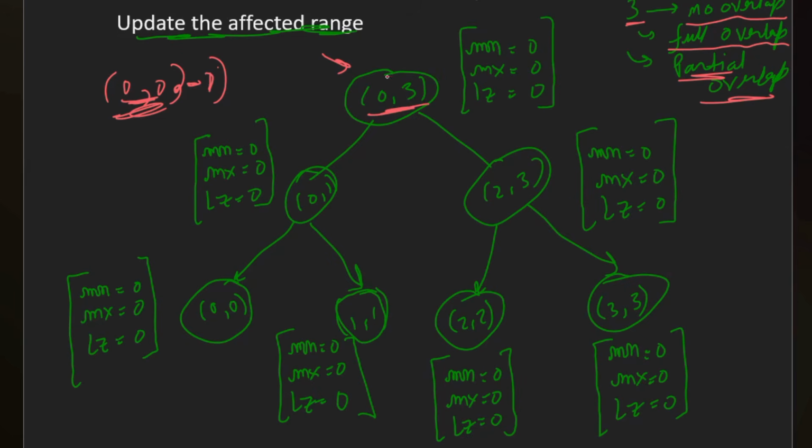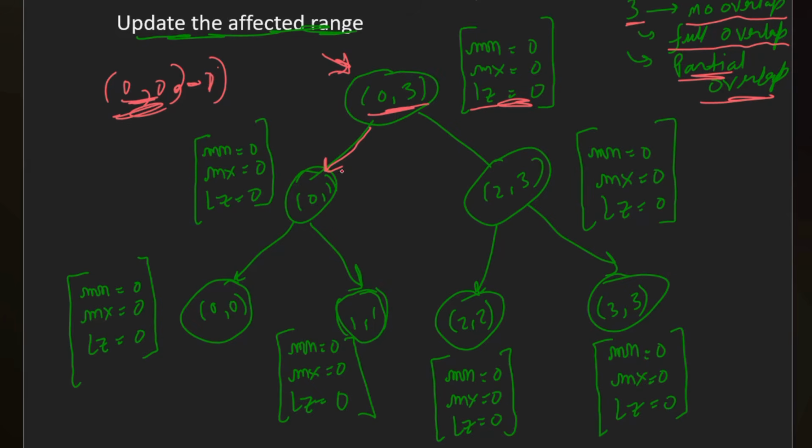In case of partial overlap, this node will first push its lazy value to its children. So here its lazy value is 0 only, so pushing won't have any effect. Suppose this lazy value was 1, then it would push that value 1 to all its children, and then their minimum, maximum, and lazy values get updated due to this. But here the value is 0, so nothing will be updated in both the children. Now after pushing, this node will call its left child.